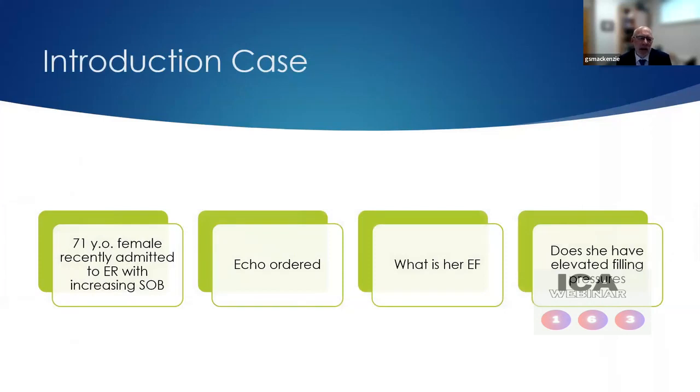But let's begin with an introductory case. This was a 71-year-old female who was recently admitted to our emergency room with increasing shortness of breath. An echocardiogram was ordered, and on the requisition, they asked, what is this patient's ejection fraction, and does she have elevated filling pressures? And as I go through these next few slides, in your mind, I'd like you to try and decide what degree of diastolic dysfunction this patient has.